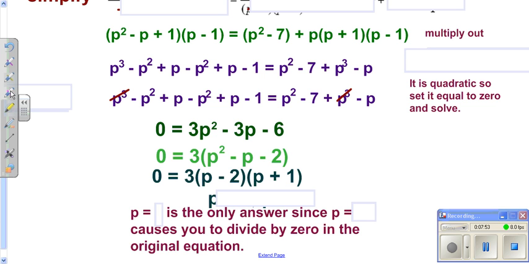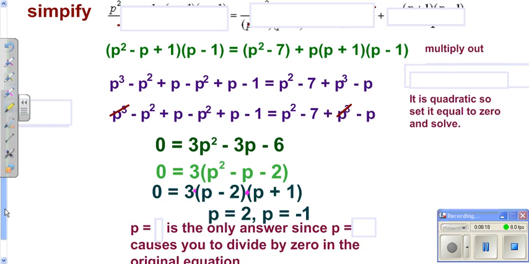Now you want to go ahead, and since you have it written as several things multiplied together, all equal to 0, the only way to get 0 when you multiply is if one of the parentheses is 0. You'll notice your 3 in front's never 0, there's no variables there. This parenthesis here, when is that equal to 0? At 2. When is this parenthesis equal to 0? That's negative 1. So these are our answers of a 2 and a negative 1.